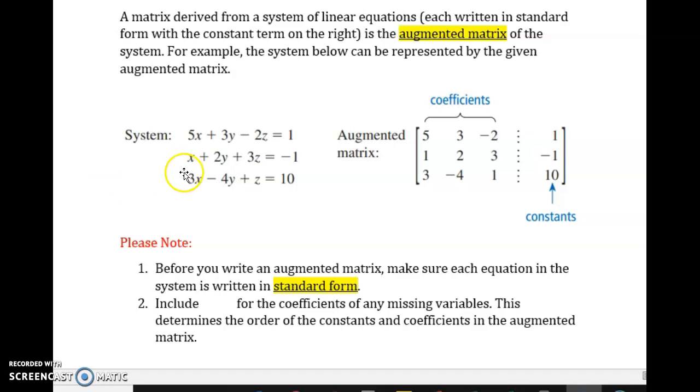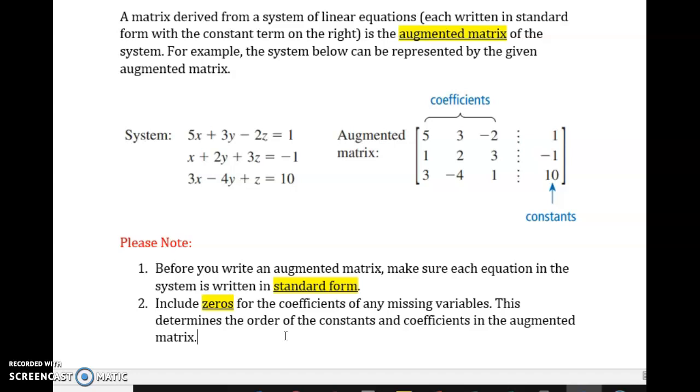If, for example, we didn't have this x variable here, and it just was 2y plus 3z equals -1, then we would have to put a 0 there as a placeholder. So that's the second rule, or the second note that's important. Down here it says include zeros for the coefficients of any missing variables. This determines the order of the constants and coefficients in the augmented matrix.